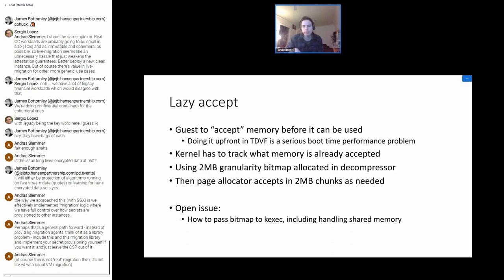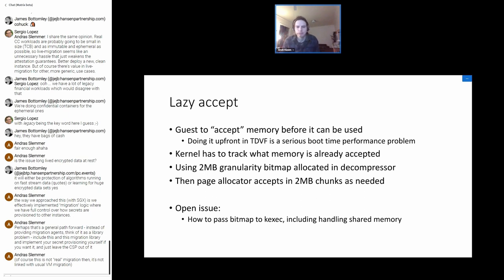Okay. Then lazy accept. Kirill unfortunately is not here. Another problem we have, and I think that's also shared with other implementations, is that all the memory used in the guest has to be accepted by the guest first. In the initial implementation, this was all done in the firmware, so the firmware accepted all the memory. But this turned out to be really slow, depending on how much memory you have in the guest. It's fairly expensive, and you end up with relatively long delays at boot, and this is not acceptable, especially for use cases that want to spin up guests very quickly, like for containers and so on.